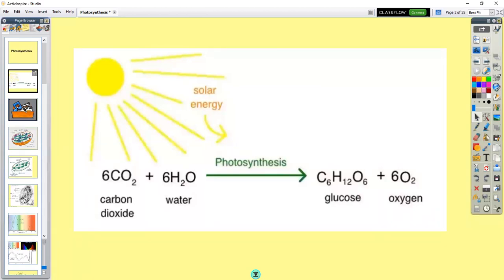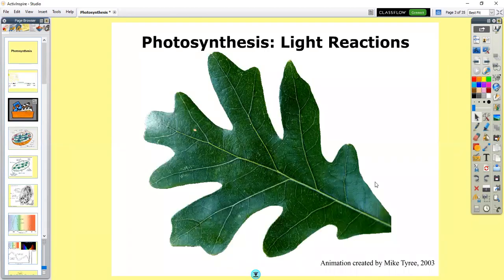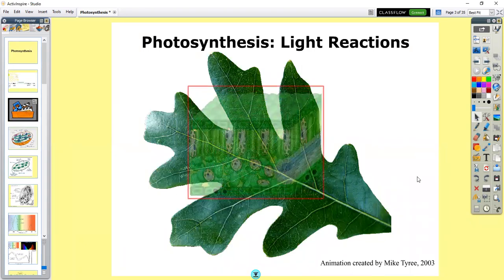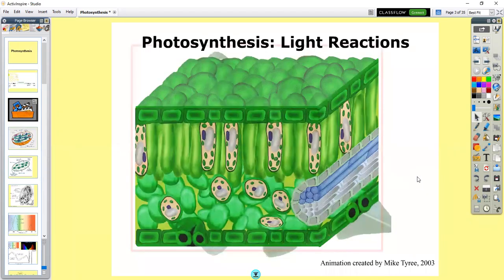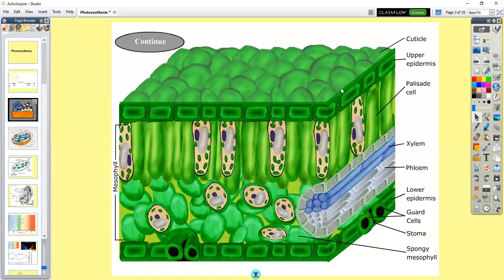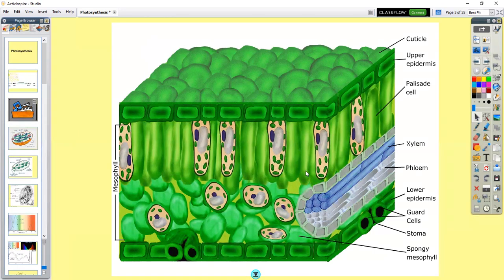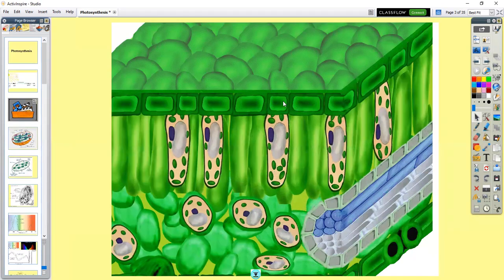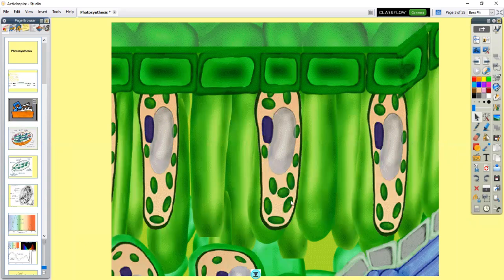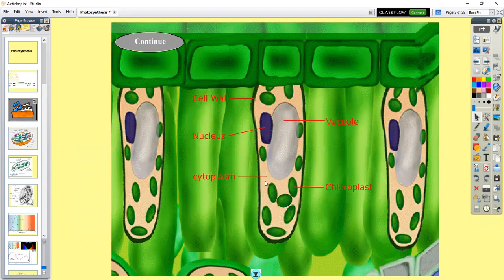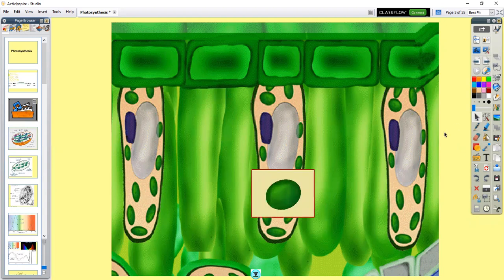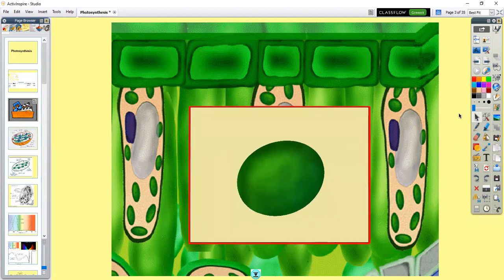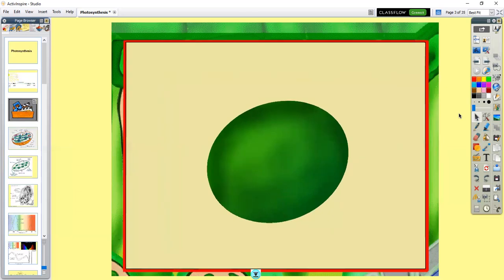Okay, first part of this, looking at a little animation. Here, if we look in detail at the structure of the leaf, with your upper epidermis, cuticle, palisade, spongy mesophyll layer, etc. If we look specifically at a palisade cell, you can see you have many chloroplasts within the palisade cell.